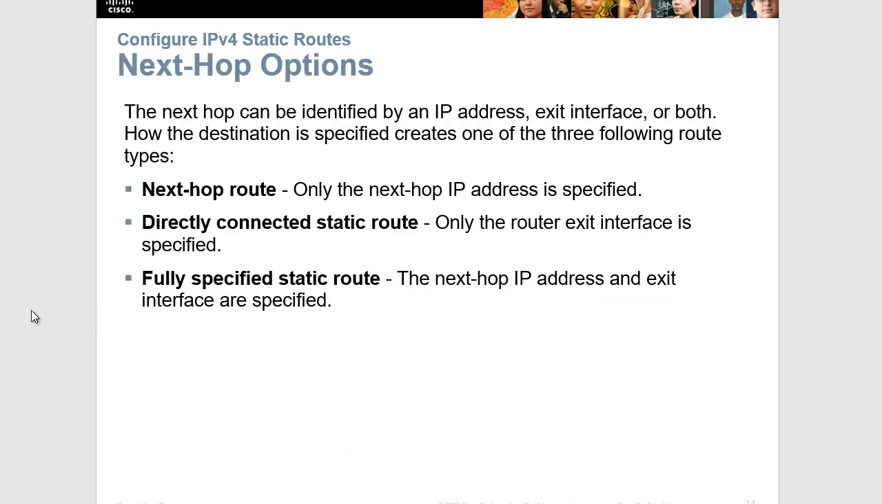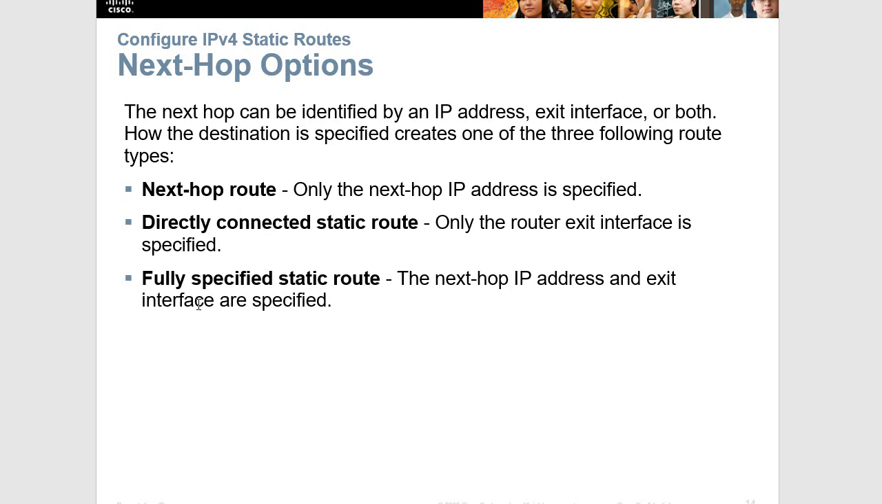So if we take a look at the next slide, if you type in the next hop IP address, then only the next hop is specified. That's considered a next hop static route. You've got directly connected static routes, which only use the exit interface in the IP route statement. And then you have fully specified static routes, which use the next hop IP address and the exit interface both.